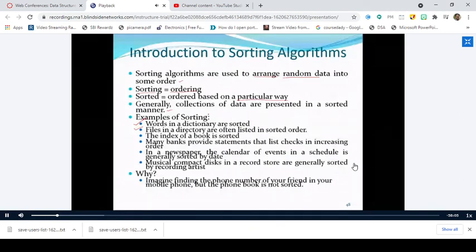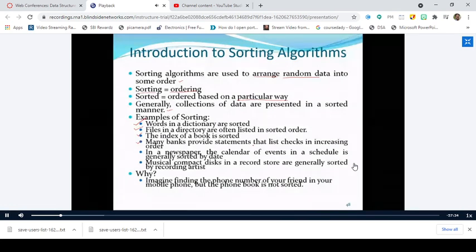And the index of a book, you take the index of any book, it will be sorted in alphabetical order. And many banks provide their statements. Even if you take the bank statement, monthly statement, 6 month statement, or 1 year financial year statement, whatever it may be, when you take a statement from a bank, the transactions that you have done up to that particular point of time are listed in chronological order. Chronological order means it depends on time, right?